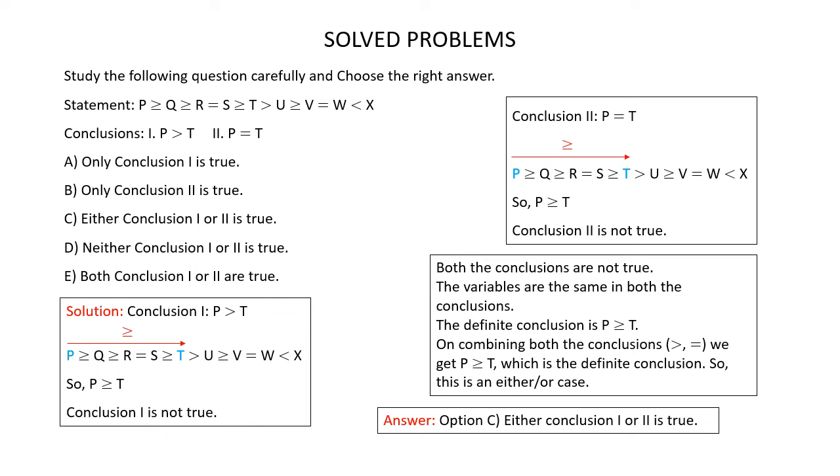So among these symbols, the symbol ≥ is given a priority here. So the relationship between P and T is P ≥ T. So the definite conclusion is P ≥ T. Now conclusion 1 is P > T. This is not the same as the definite conclusion. So conclusion 1 is not true.